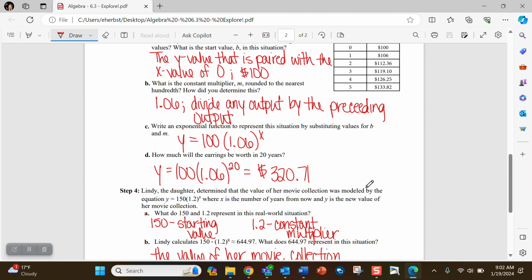And in letter D, we're asked how much will the earrings be worth in 20 years. So we're going to substitute 20 in for x. 1.06 to the 20th power times 100 is $320.71. This is a rounded answer.